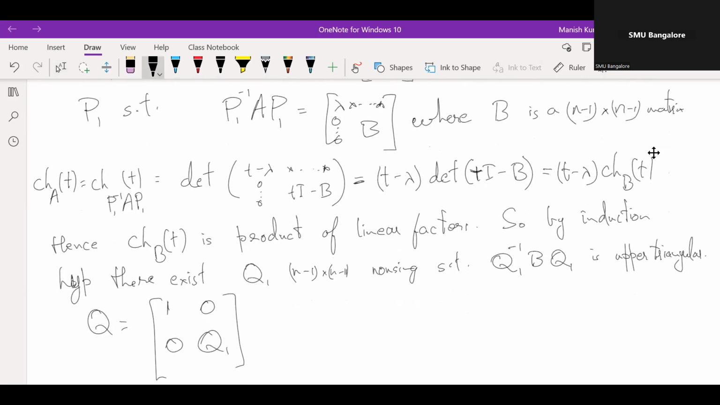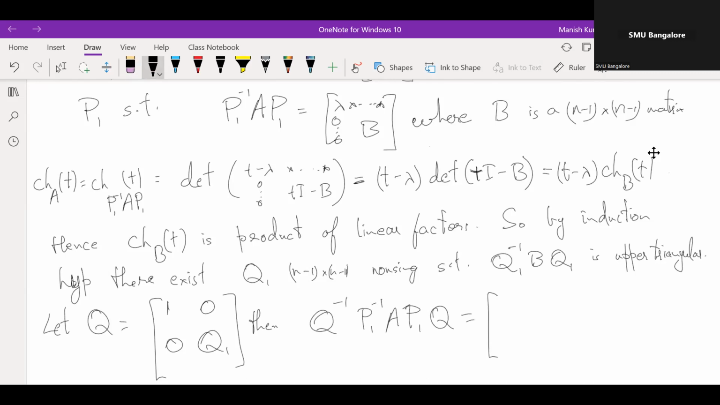Now what happens to Q? Let Q be this. Then if we compute Q inverse P1 inverse A P1 Q, we know that this is the same as Q inverse, or maybe let's just write out what Q inverse is. So what is Q inverse?